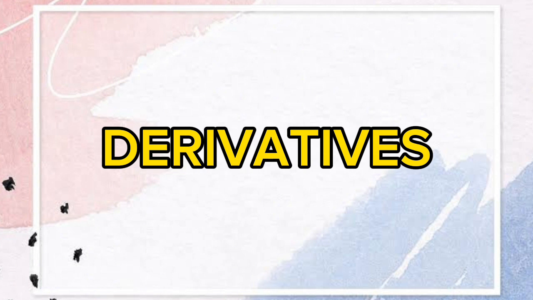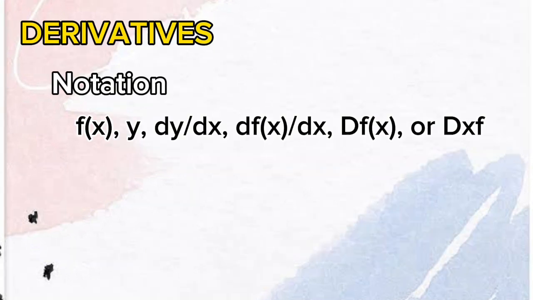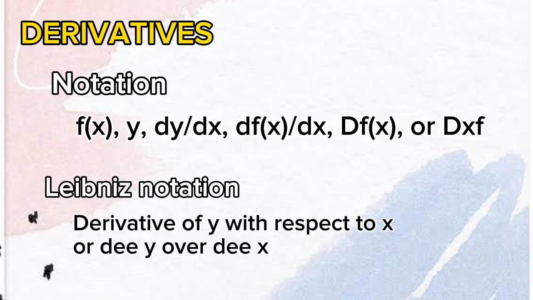In this video, let's focus on derivative. Alright, the derivative of a function can be denoted as f'(x), y', dy over dx, df(x) over dx, d/dx of f(x). And also, we have Leibniz notation: derivative of y with respect to x, or dy over dx. This is all about the rate of change of y based on the change of the value of x. So those are the notations of derivative.